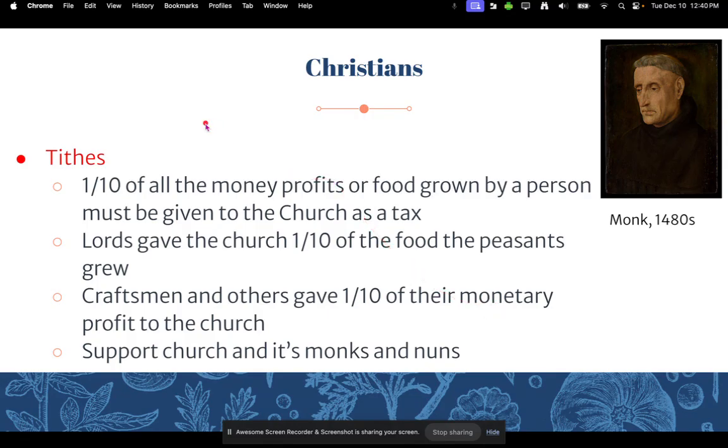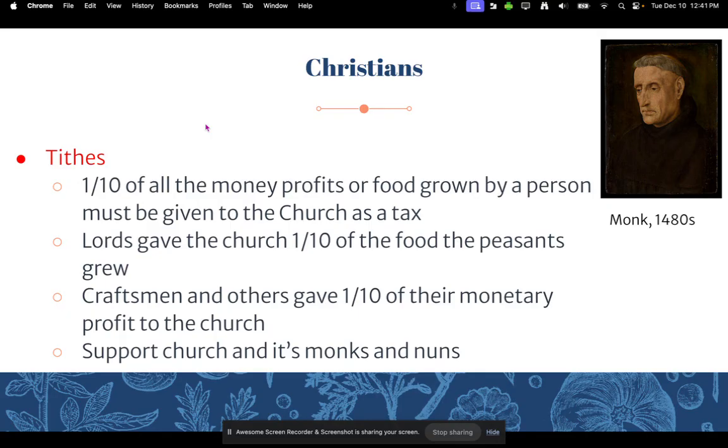So the church needed money to run. How were they going to get this money? They got the money through something called a tithe, which is a kind of tax. So 1/10 of all the money, profits or food grown by a person must be given to the church as a tax. That was not optional.